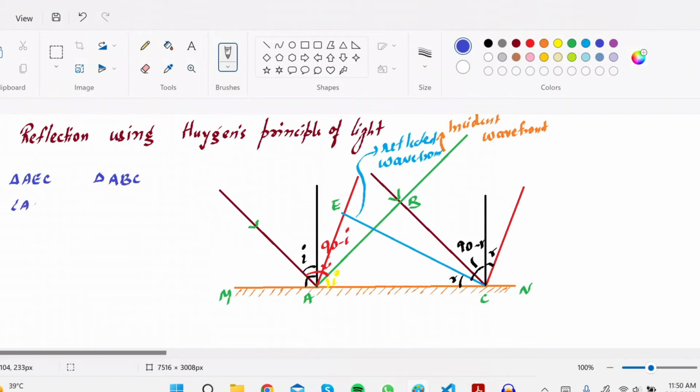What is angle AEC? Sir, AEC is 90 degree. Why 90 degree? The red one is the reflected ray, and the blue one is the wavefront. So both will have 90 degree. AEC is 90 degree. What is angle ABC? ABC is also 90 degree. So AEC from the first triangle is equal to ABC of the second triangle. Yes. Okay, great. Secondly, AC is common in both.